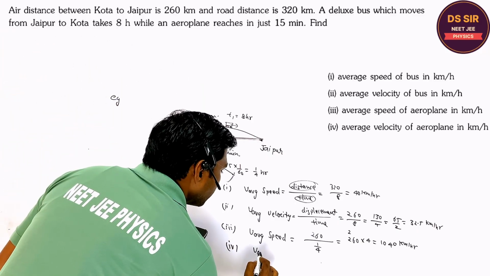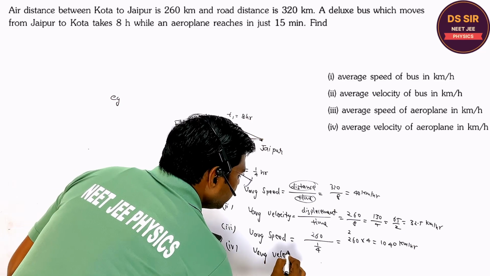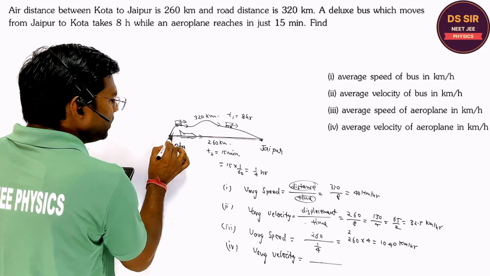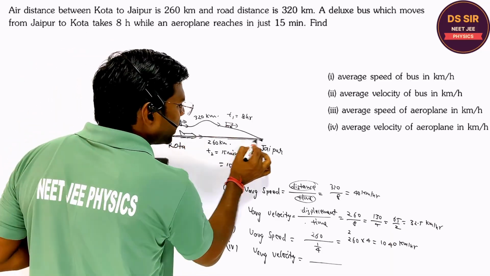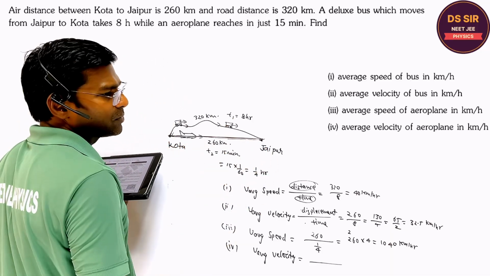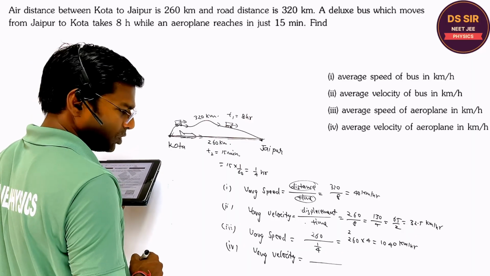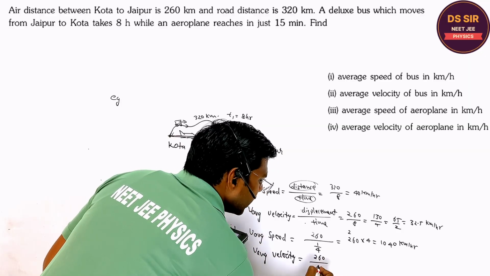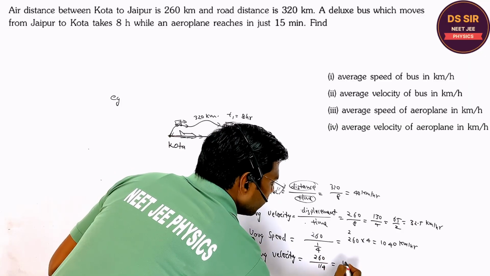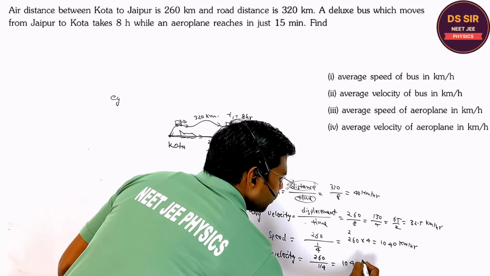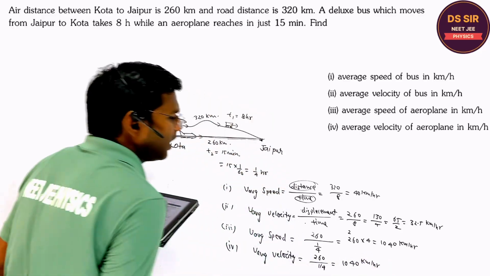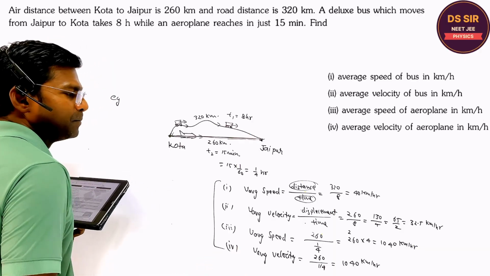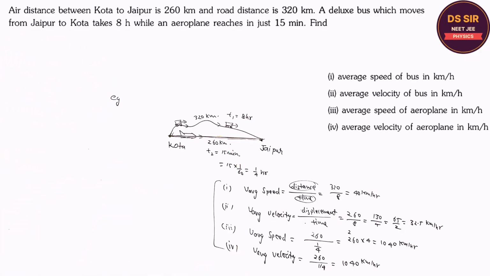What about the average velocity? You tell. The average velocity is nothing but total displacement divided by total time. Listen, when the aeroplane is moving in a straight line, the distance and the displacement both are equal. So the displacement is again 260 and the time is again 1 upon 4, and 1040 kilometer per hour will be the average velocity of the aeroplane. You understand this or not? Copy this.